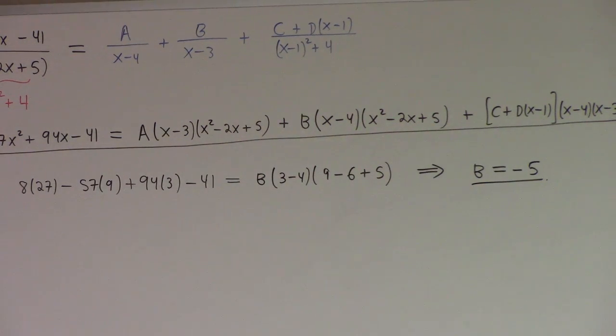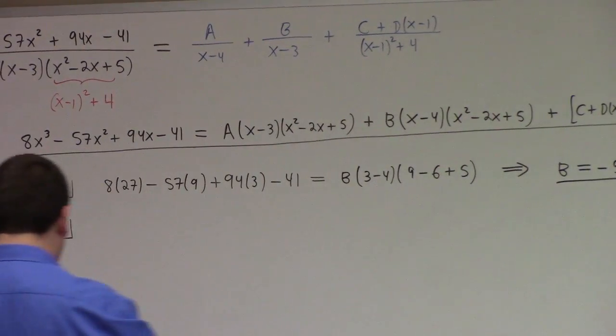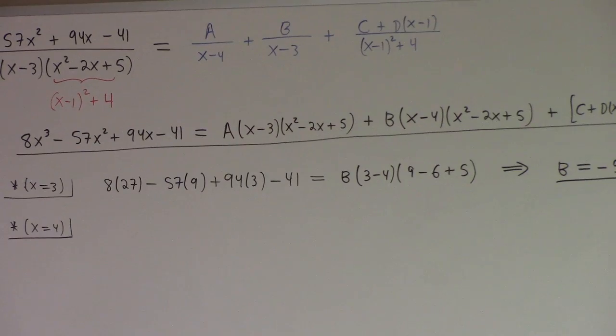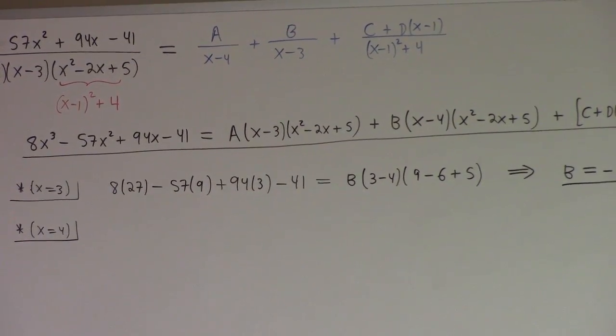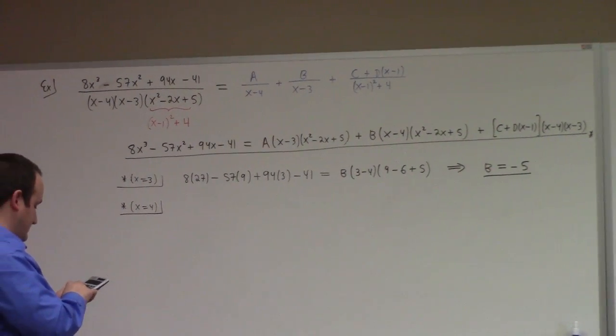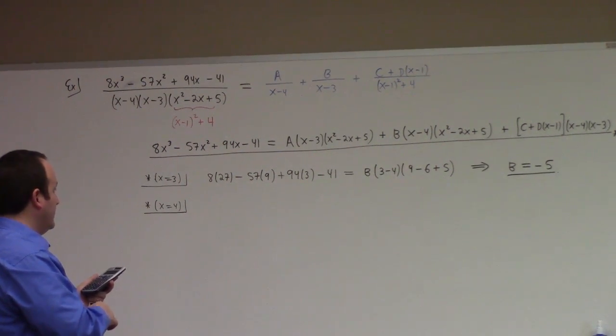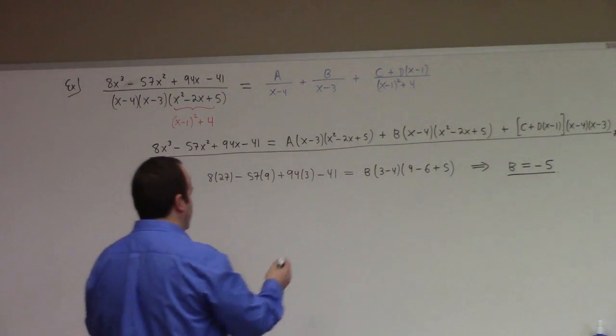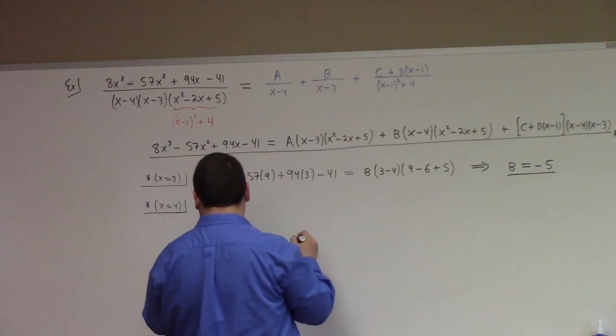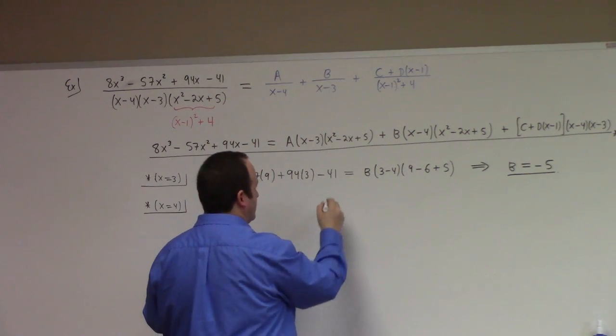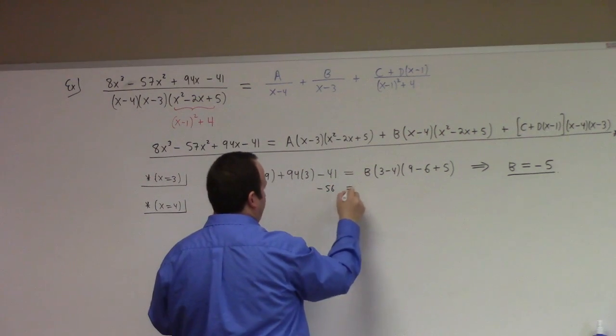Would it make you feel better if I punched numbers in a calculator? It'd make me feel slightly better, because if I made a mistake somewhere else, we'd find it now. So for the left-hand side, I get minus 56. What? Oh, man. For the right-hand side, I get what?